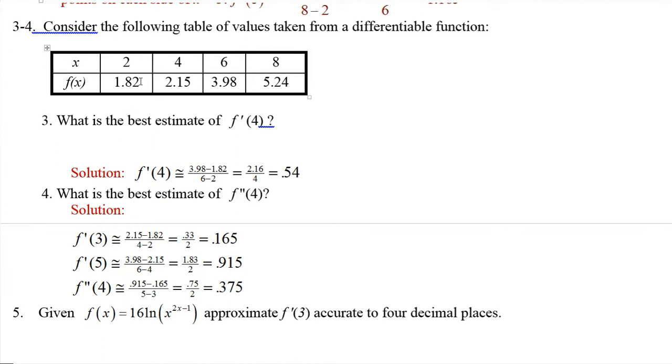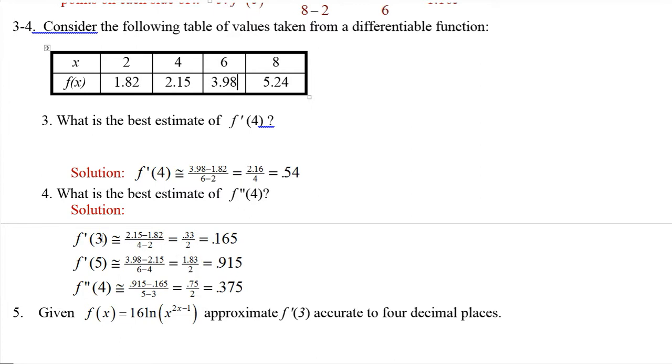I did the one here at 3 first. So f prime at 3 is approximately 2.15 minus 1.82 over 4 minus 2. That works out to be 0.165. And then if we use these two and do the slope, that gives us the derivative at 5, or at least approximately that. So 3.98 minus 2.15 over 6 minus 4 is approximately 0.915. So now we have a little table here of x and f prime of x.